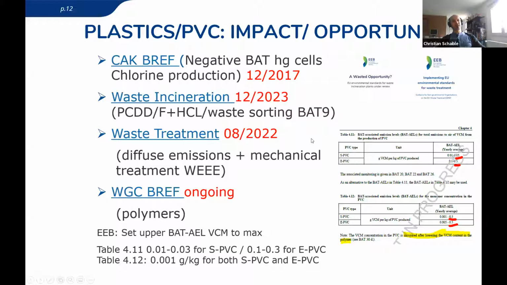Then there's a pre-sorting BAT 9. You can look into details. We have made some implementation brief for NGOs if you want to look a bit more around that, where you can also remove the PVC and the plastics in the sorting upstream.